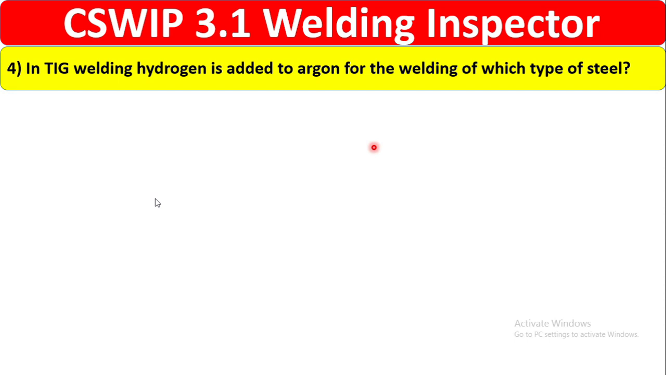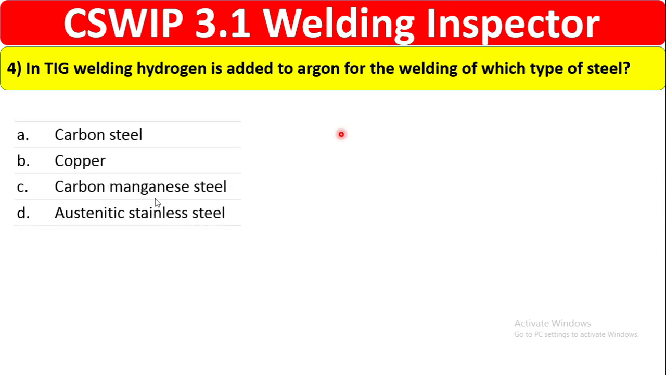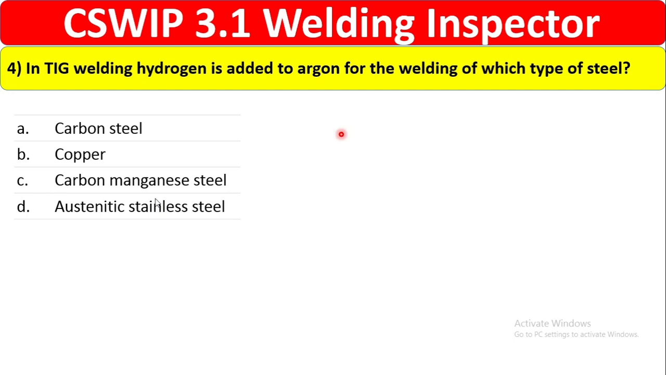Now question 4. In TIG welding, hydrogen is added to argon for the welding of which type of steel? First is carbon steel, second is copper, C is carbon manganese steel, and option D is austenitic stainless steel. You should know very well there is argon gas, but some hydrogen is added with the argon. For which type of steel? The question is which type of steel.